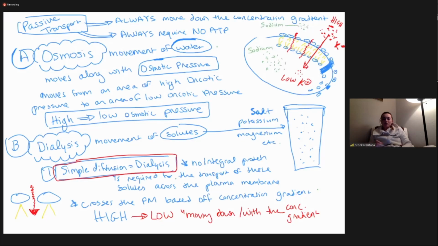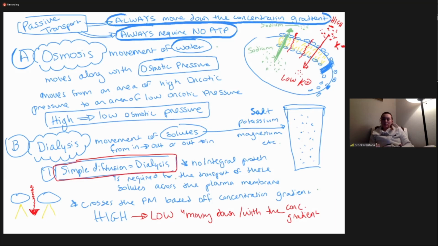Because of simple diffusion, it will just pass through or move through the phospholipid bilayer from inside to outside. So does that make sense? Dialysis is the movement of solutes from inside to outside or outside to inside. It doesn't matter. It always requires no ATP energy and always moves down the concentration gradient. So do you guys see how it doesn't require energy?